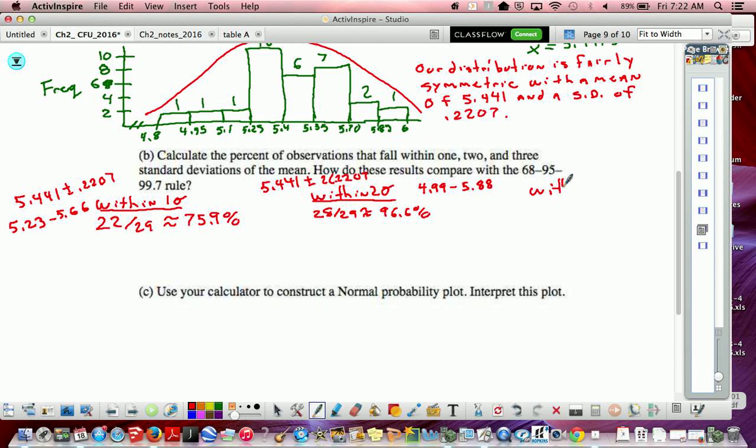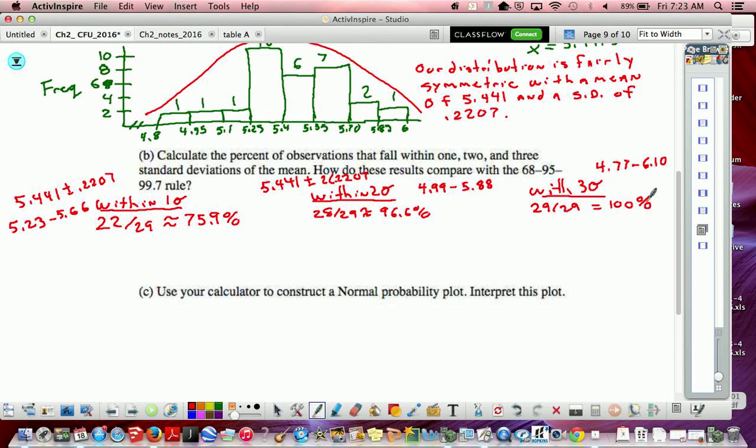So I do the same thing with the last one, within 3 standard deviations. This is about 4.77 to about 6.10. Okay? Well, that's actually all of them, 29 out of 29, which is 100%. So all the scores are in there.